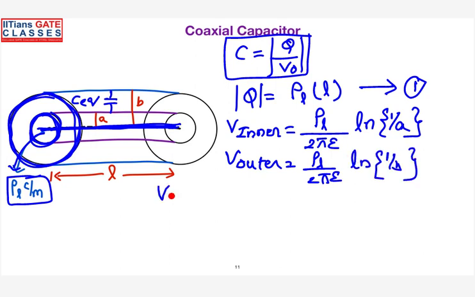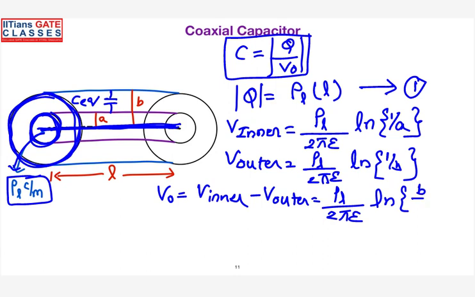So the potential difference will become the potential on the inner conductor minus the potential on the outer conductor. ρL by 2π epsilon is a constant. So ln of 1 by A minus ln of 1 by B, you will get the ratio ln of B by A. You can verify that: ln of x minus ln of y, I have written as ln of x by y. If you take the ratio of 1 by A and 1 by B, you will get B by A. So this is your equation 2.